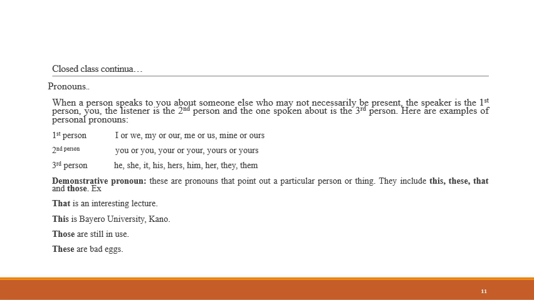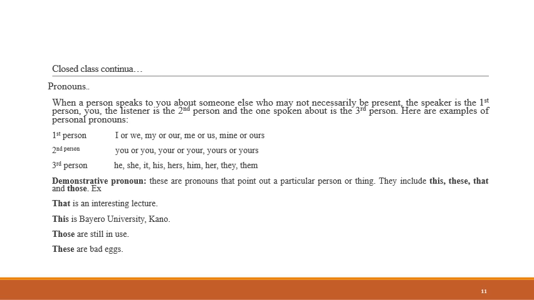Then lastly, third person. Third person, according to gender, singular can be he, can be also she, can also be it. To indicate possession, it can be his, hers, him, her, they, them. This is both objective and subjective case.